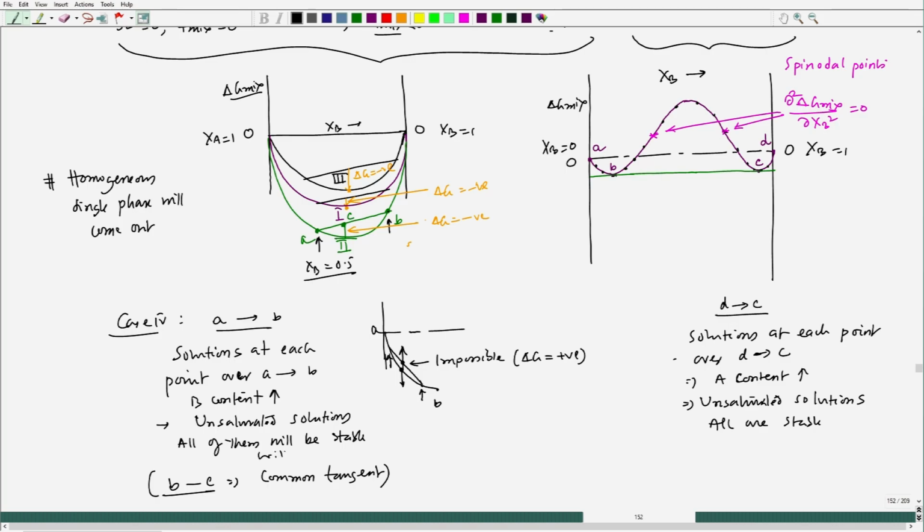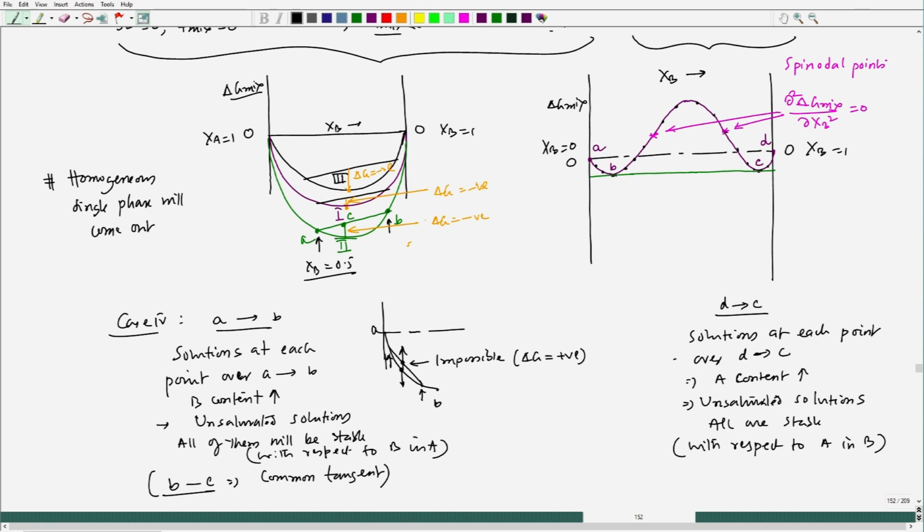So, with respect to addition of B in A, but here it is with respect to addition of A in B. Please understand this, this is a very important term.